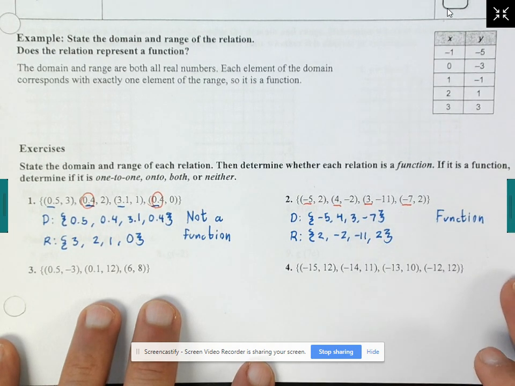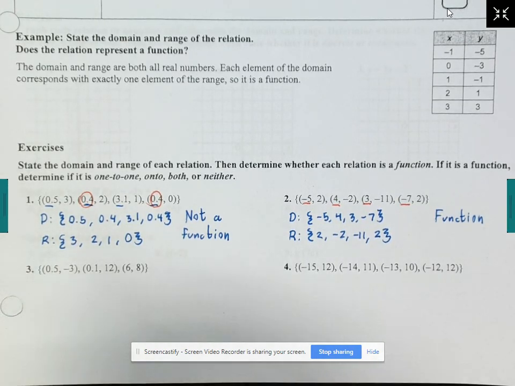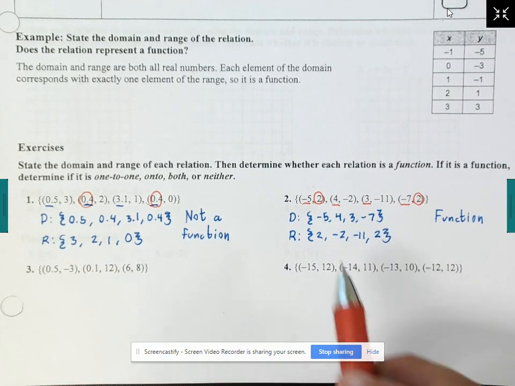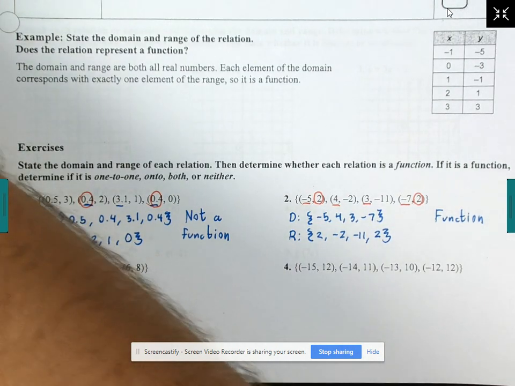But then the question is, is this a one-to-one function? And that's actually very easy to determine. To figure out if this is a one-to-one function, the y's cannot repeat. If the y's are being repeated, then this is not a one-to-one function. So since the y's repeat, it is a function, but it's not going to be a one-to-one function.